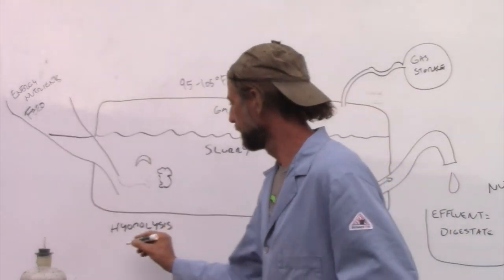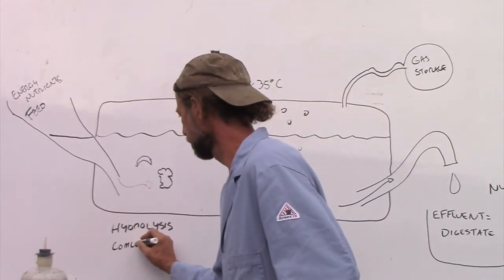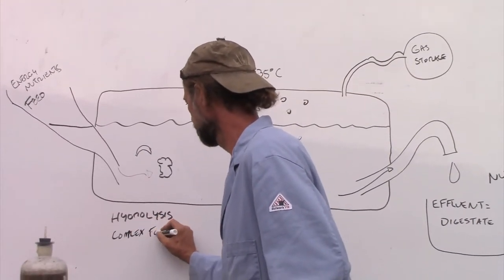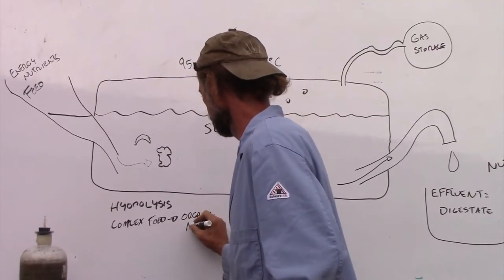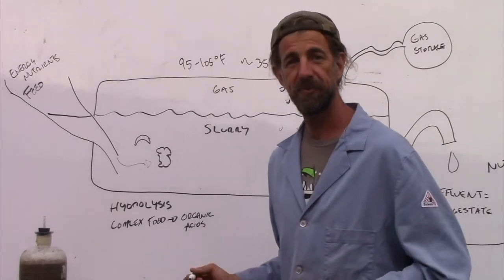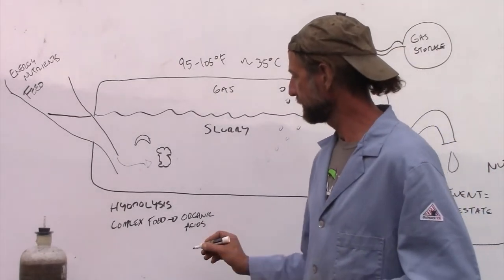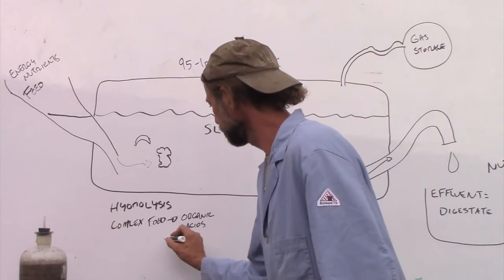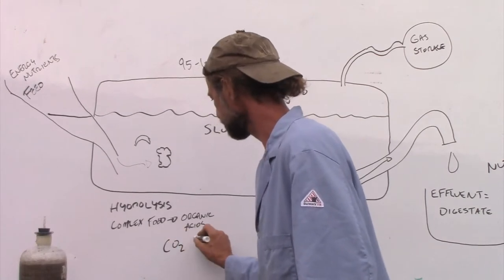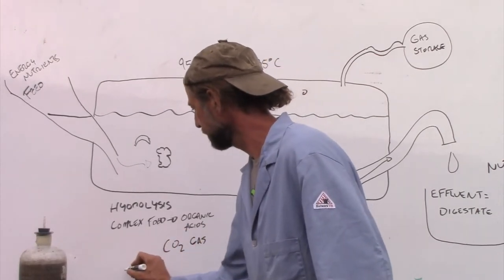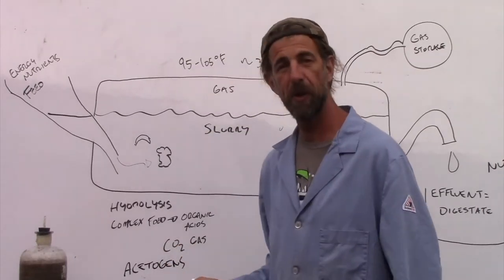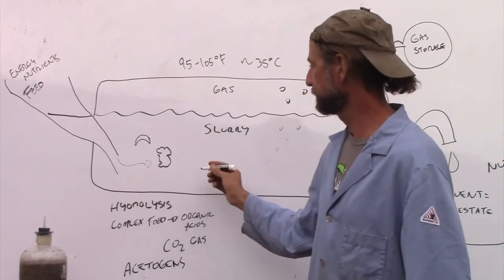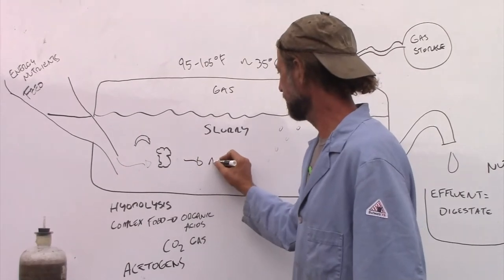And they go from complex food to organic acid. This might be acetic acid, for example. And as they do that, they're going to produce CO2. And these guys are called acetogens. So there's one group of microbes that's going to break down the food into acids.